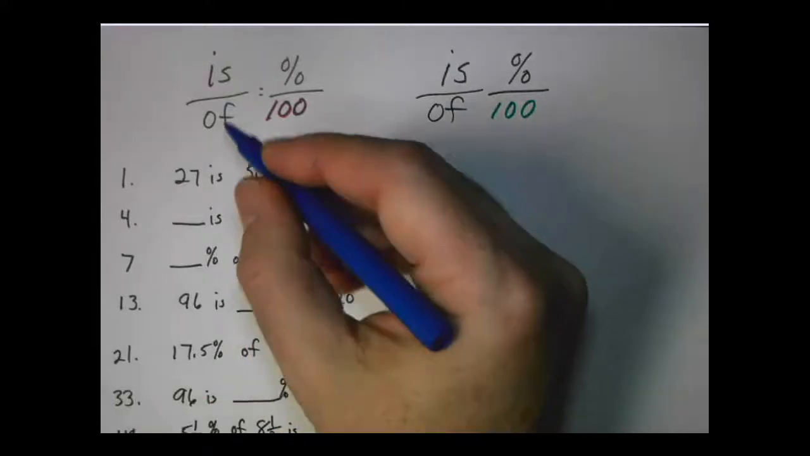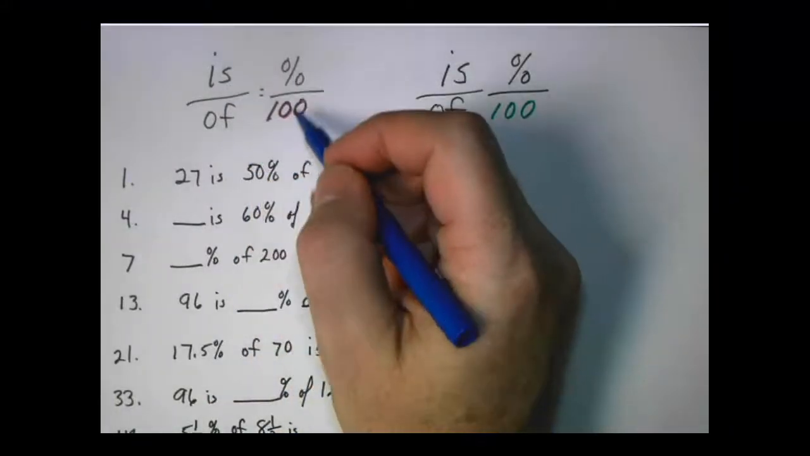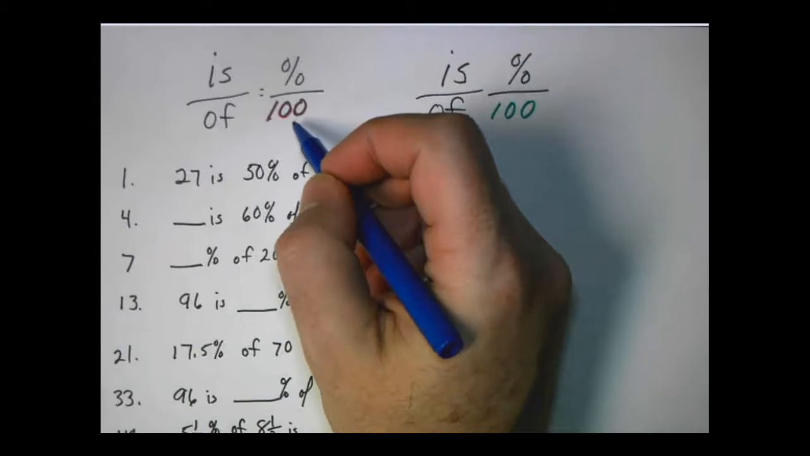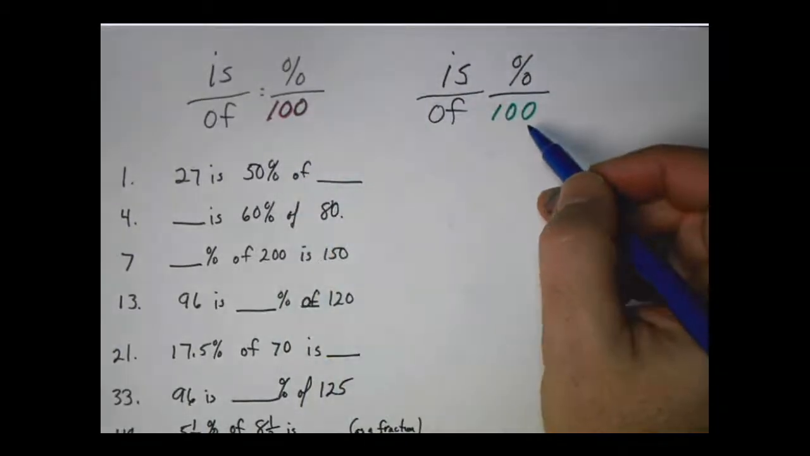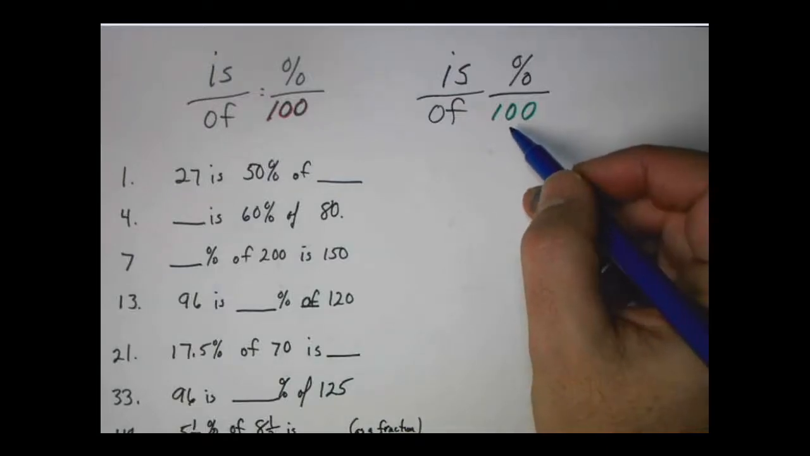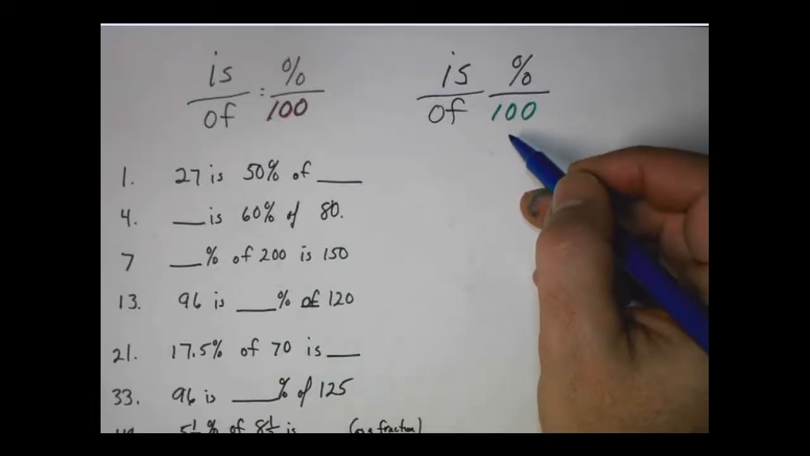It's called is over of, percent over the 100. And they'll never give you the 100. That's why it's a slightly different color in both of these. They won't give you that in the setup. But this formula works for all percent problems, period. Don't need 3, just 1. So let's see how this will plug in.